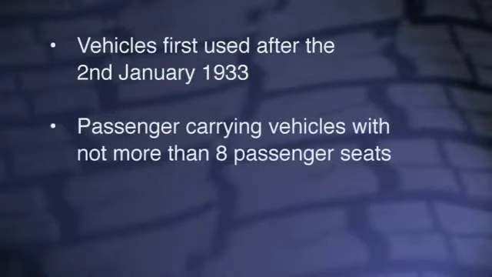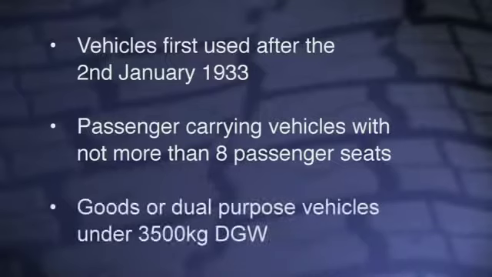Well, the manual tells us that any groove that showed in the original tread pattern must meet the 1 millimetre tread depth requirement. Now, presumably tyres on all other vehicles are required to have a minimum 1.6 millimetre tread depth. Yeah, dead right, mate. And these would be vehicles first used after the 2nd of January 1933 that are either passenger carrying vehicles with not more than 8 passenger seats, excluding the driver, and any goods vehicle or dual purpose vehicle that's not exceeding 3,500 kilograms design gross weight.